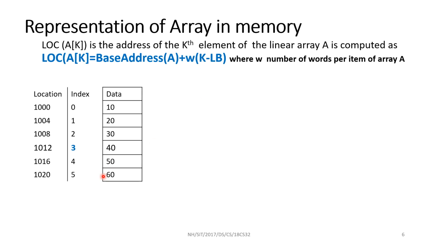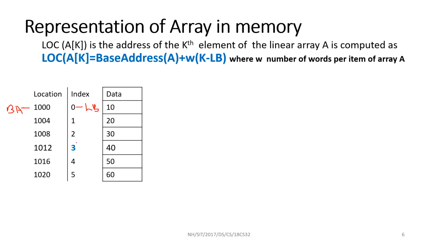Suppose the array starting address is 1000. So this 1000 becomes the base address, BA. The index we started from is 0, this is LB. These are the elements: 10, 20, 30, 40, 50, 60.